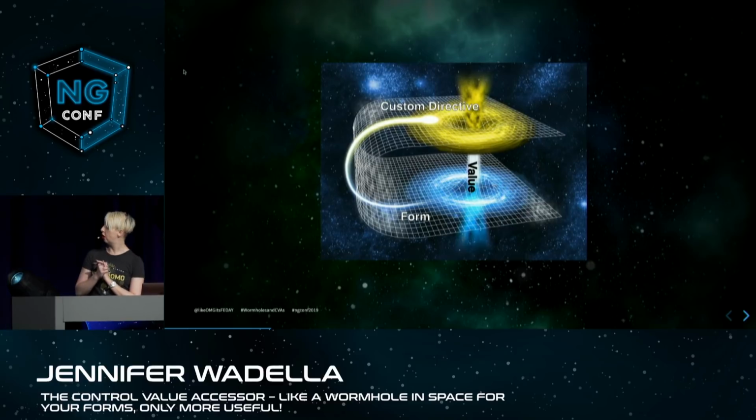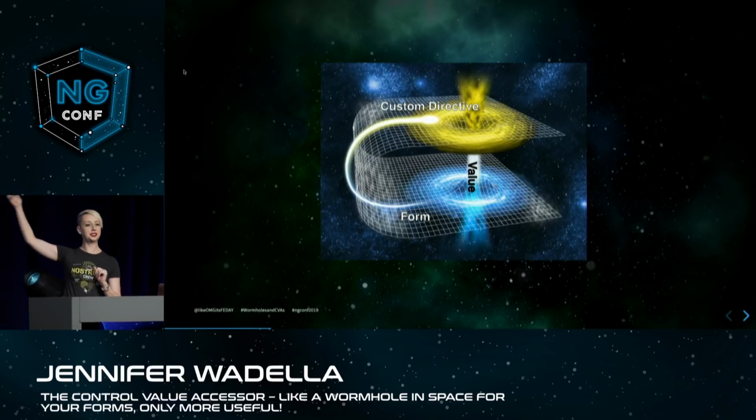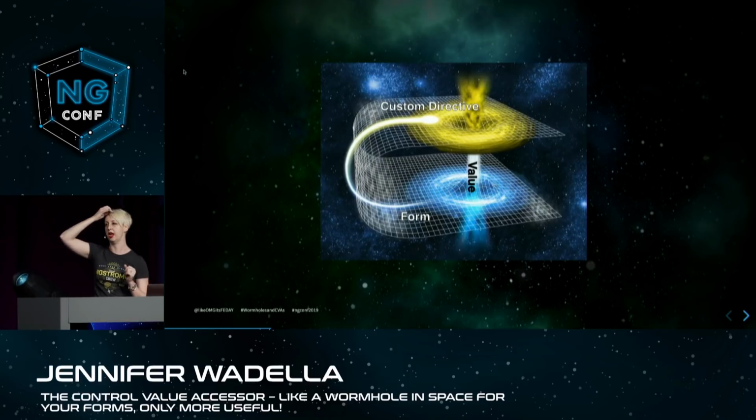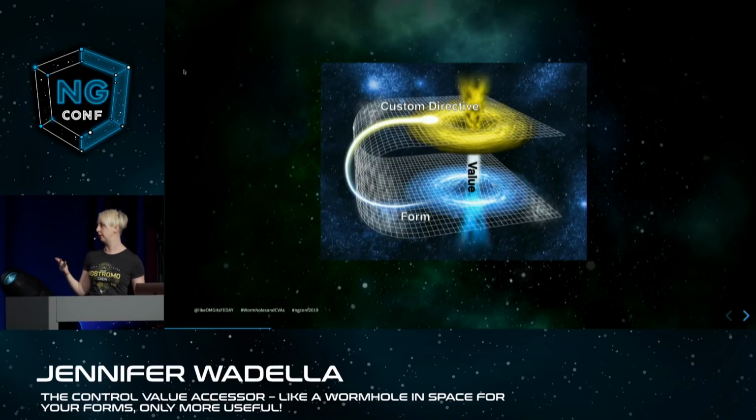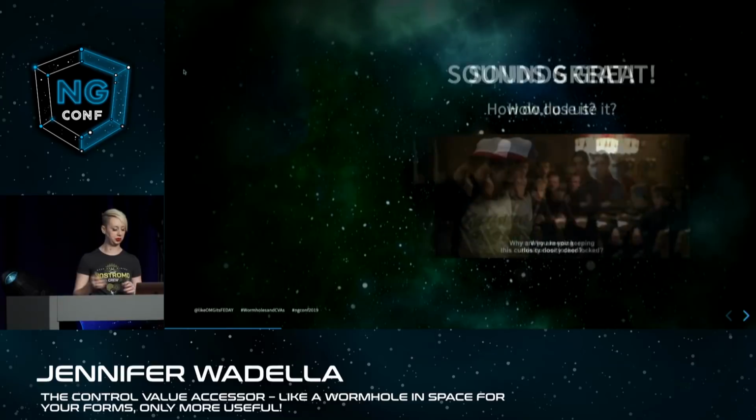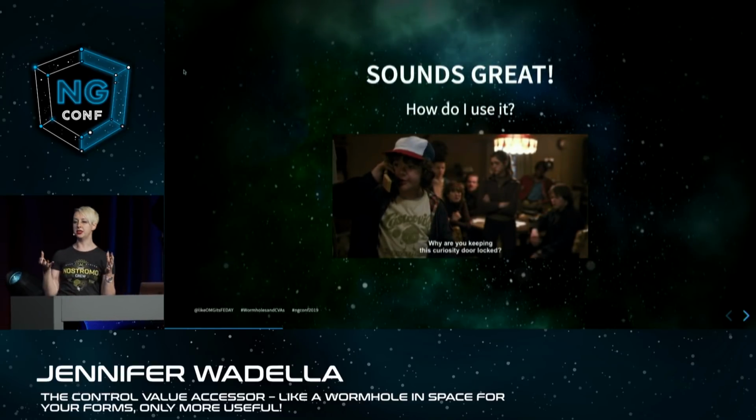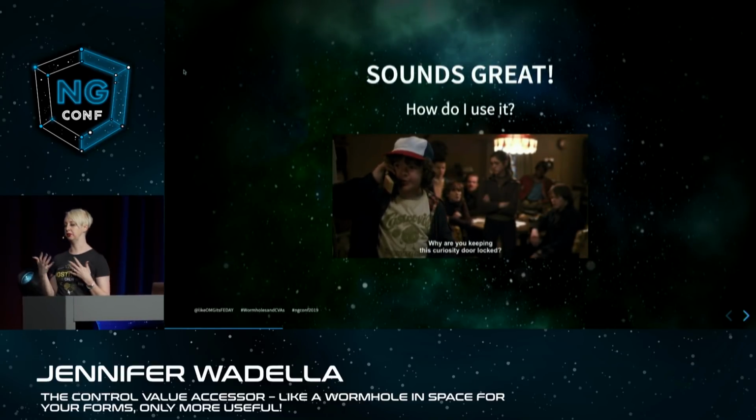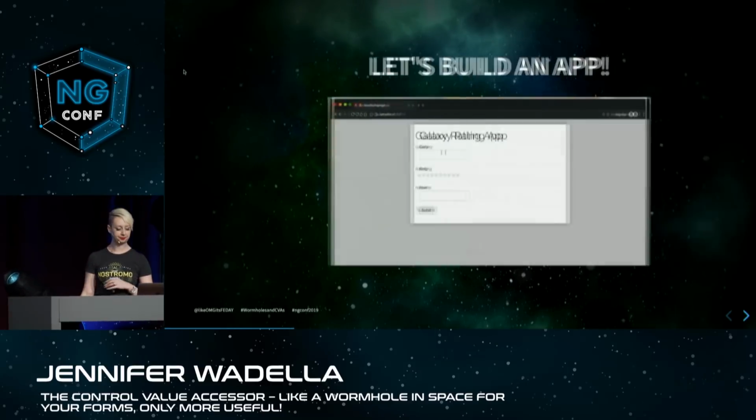So if we envision our wormhole like this, we've got our Control Value Accessor, which is passing information in between a custom directive or a control that we have created and the parent form that it is a part of. And if you're not familiar with forms as much and some of these terms, we'll go through that. So how do we actually begin to use the Control Value Accessor to make some really awesome, powerful things happen?